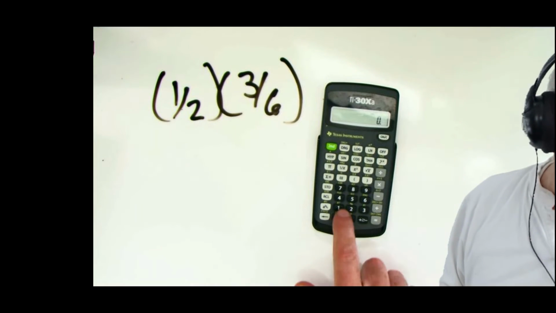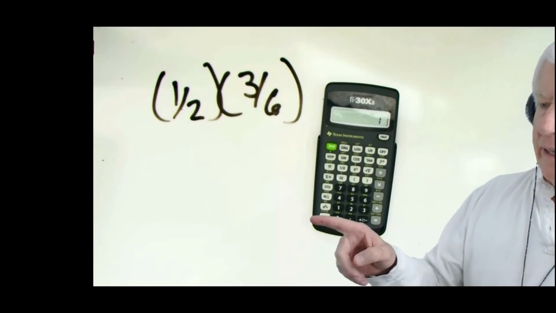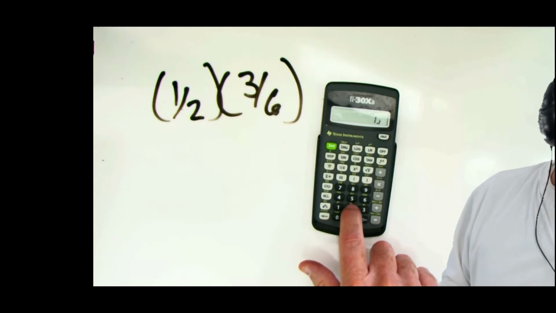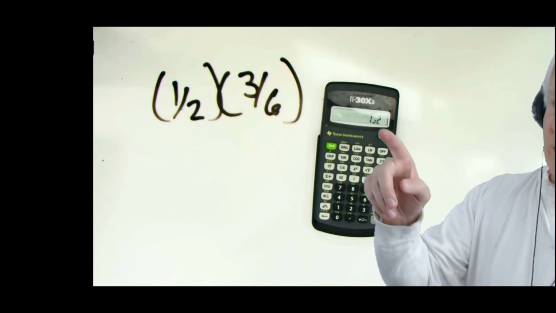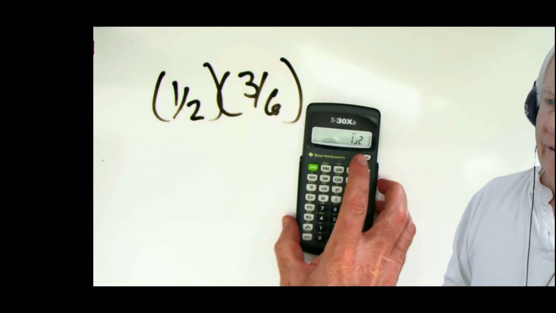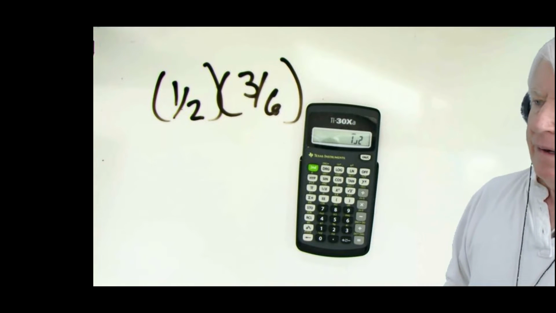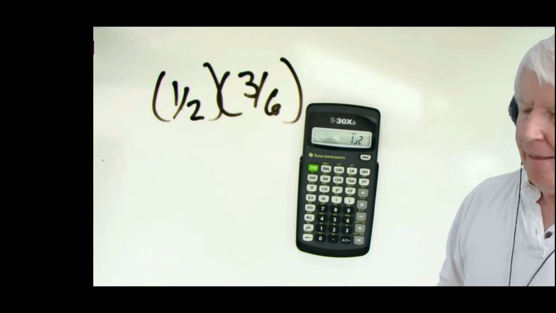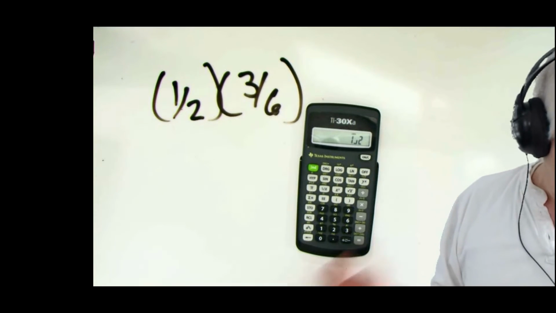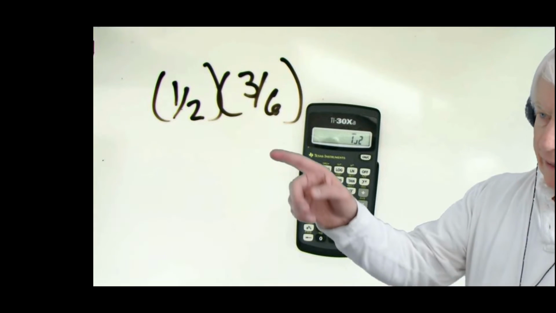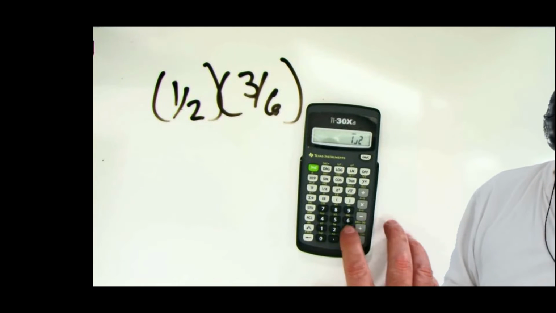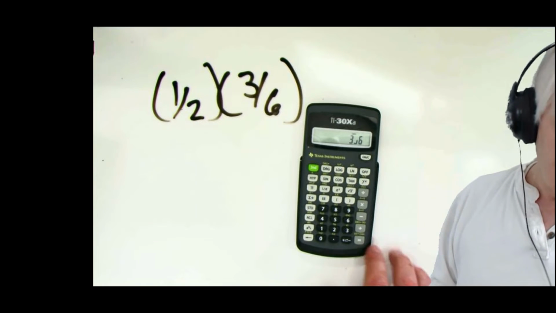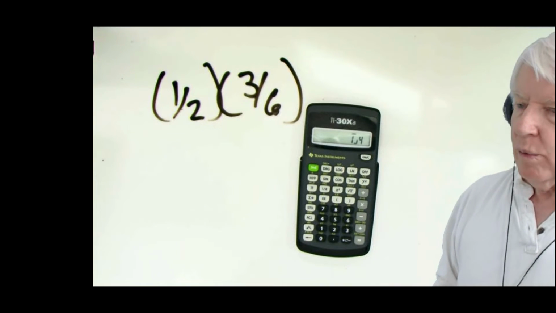1/2, the way you do it on the calculator is go 1, then hit this ABC button, and 2. In the calculator, this means 1/2. Oh, ABC. I see it. Okay. Then I go times 3/6, 3 ABC 6, equals 1/4.